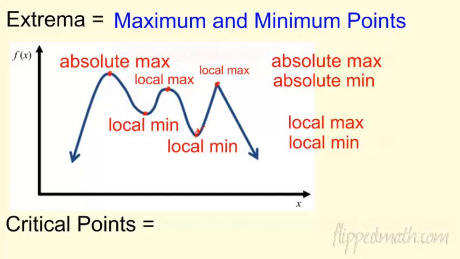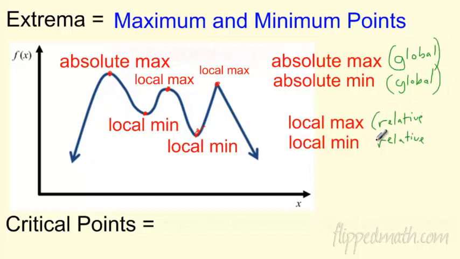Awesome. A couple of things to know, some more vocab. Absolute max, you may see this referred to as a global. Think worldwide, the biggest max. You could have a global max or a global min. That's the same thing as absolute. And sometimes we refer to local as relative. It's relative to the domain, not like your aunt or something. So that's some more terminology. You may see this, and I may throw it out there every now and then, but really we're going to use absolute and local.